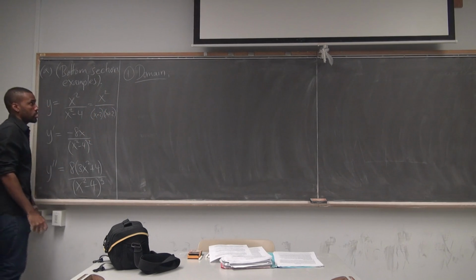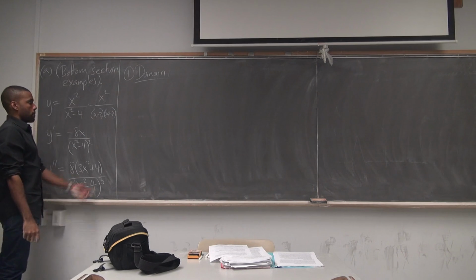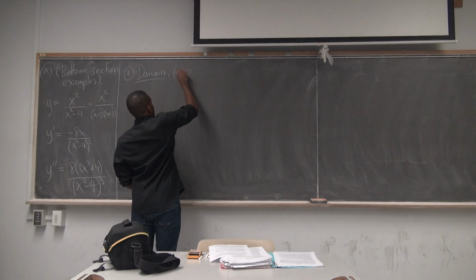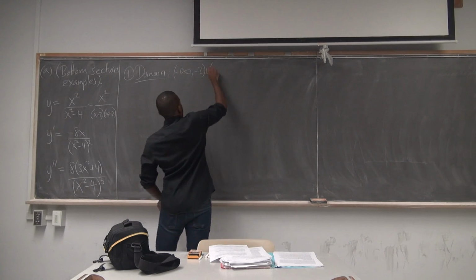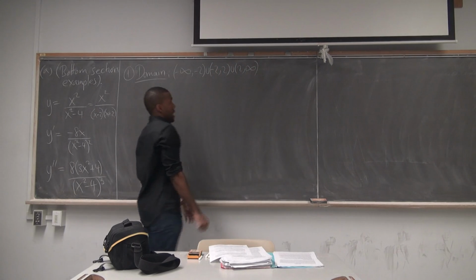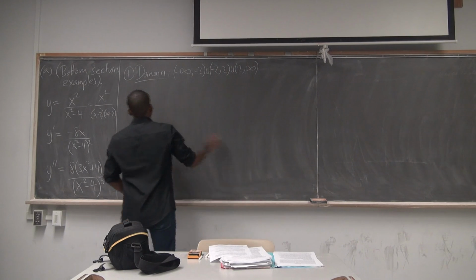So what's the domain? All x except 2 and minus 2. So how would I write that? Negative infinity to negative 2, union negative 2 to 2, union 2 to infinity. So everything works except I have to avoid negative 2 and I have to avoid positive 2. So that's my domain.